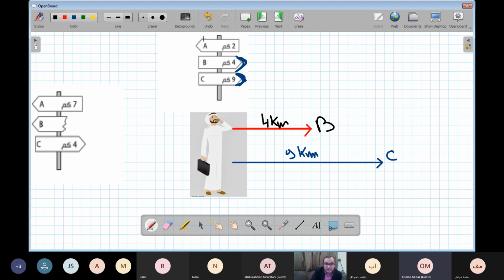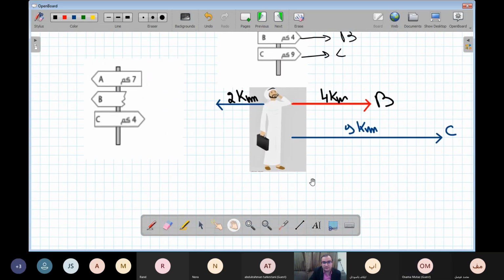The other one is to the left. So if we want to go to the left, we have 2 what? 2 kilometers. Okay? I repeat, you have 2 signposts. This is to the right for B and C, and to the left for what? For A.